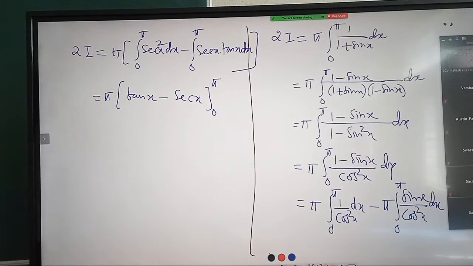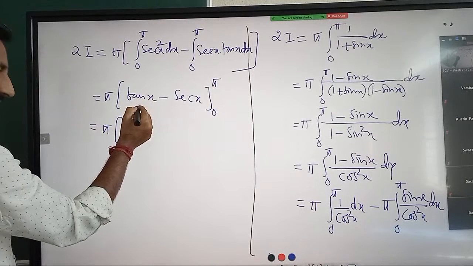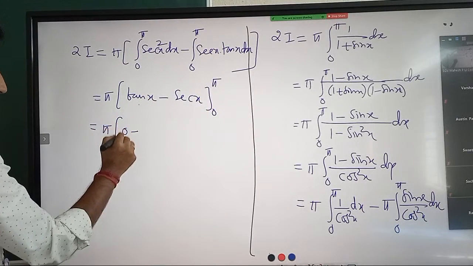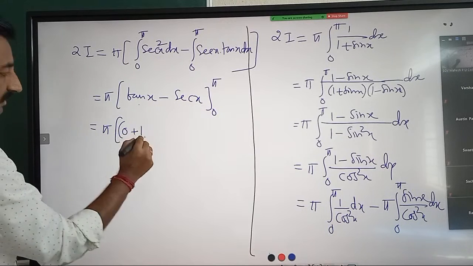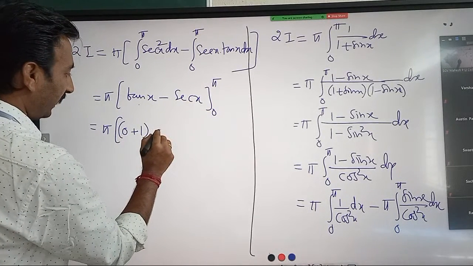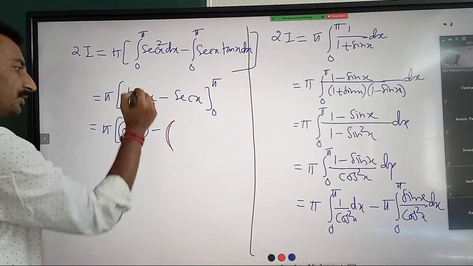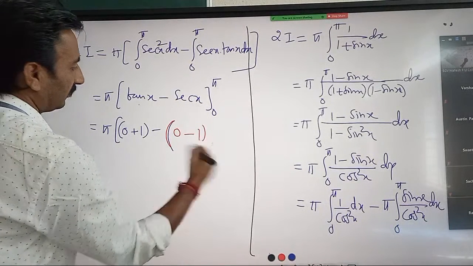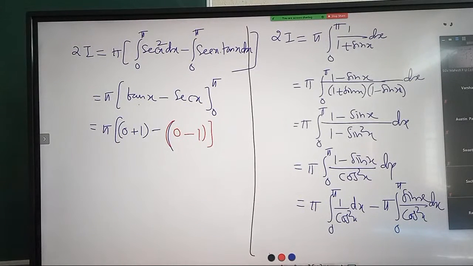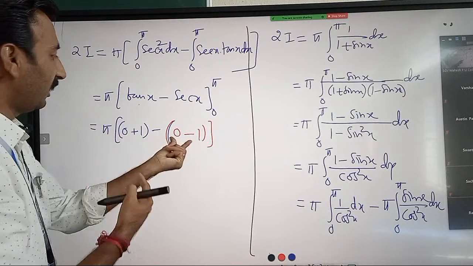Correct? If I take the upper limit, what will I get? Tan pi is 0 minus sec pi. You know cos pi is minus 1, so sec pi is also minus 1, so minus of minus 1 is plus 1. And the next, minus the lower limit, I need to find. What is the lower limit? Let us substitute 0: tan 0 is 0 minus sec 0 is 1, correct? This is the value for the upper limit, and once again this is the value for the lower limit.